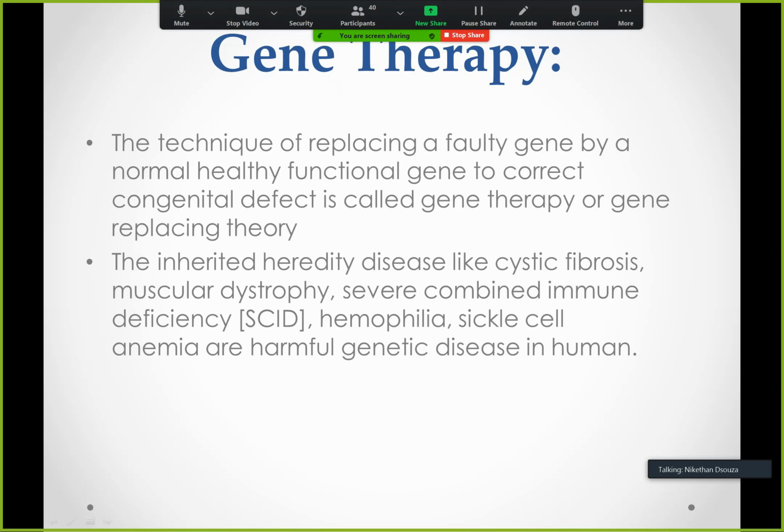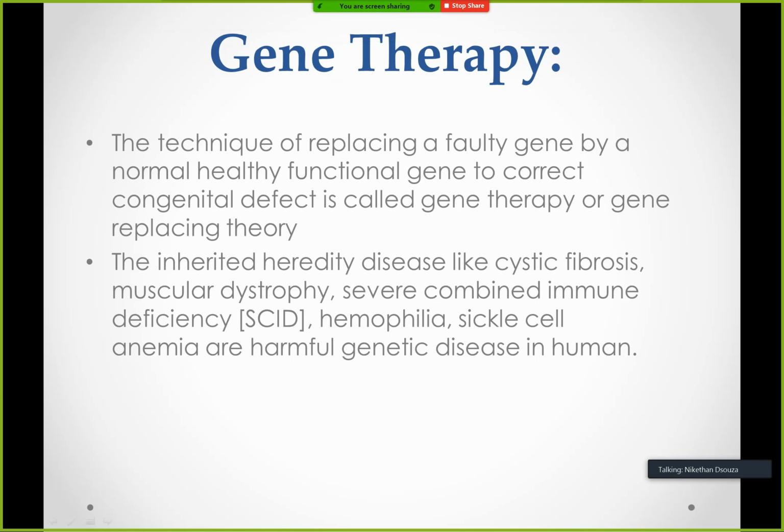From start to the last, it's very simple. Genetic engineering: take a gene, cut the gene, replace the faulty gene with the good gene, introduce it into the host and obtain the product. Gene therapy is mainly done in humans, especially for hemophilia, sickle cell anemia, and cystic fibrosis.